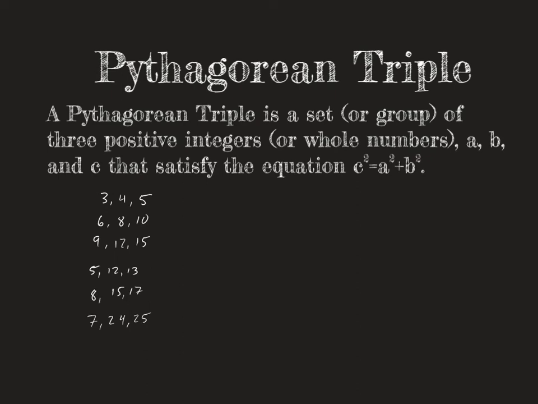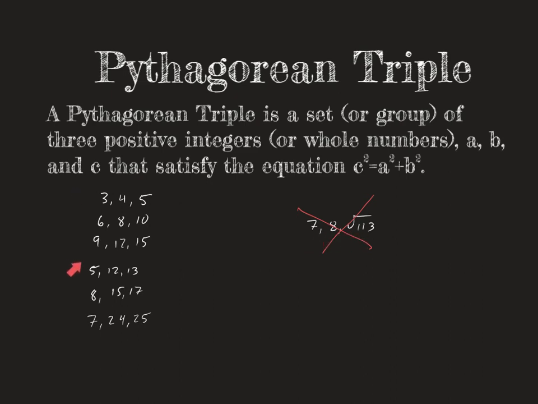Even though we have some numbers, for example, 7, 8, and the square root of 113, this is not a Pythagorean triple, because you have right here a number that is not a whole number. So even though it works when you plug it into the formula, this is not going to be a triple because of this number right here.